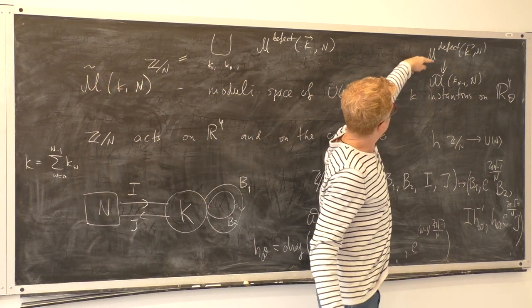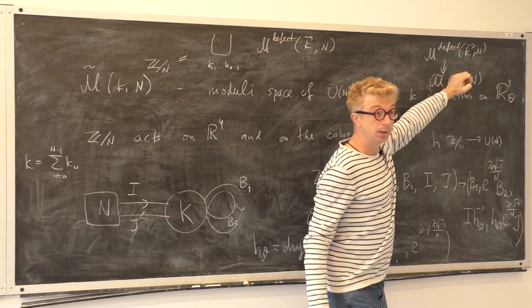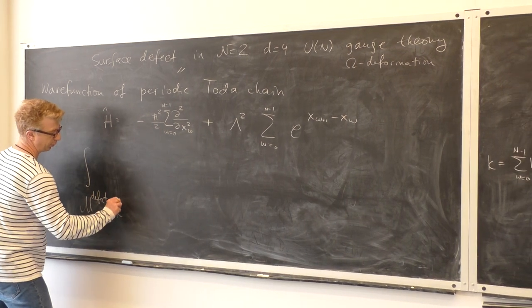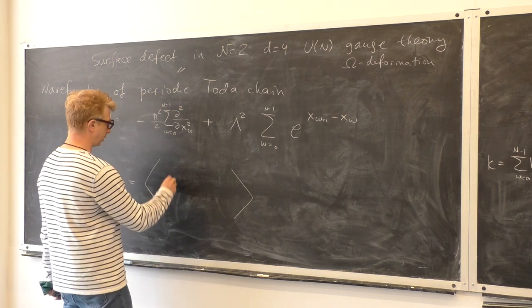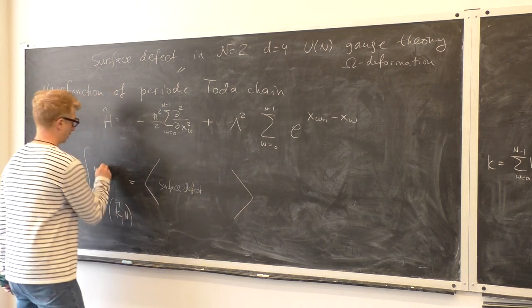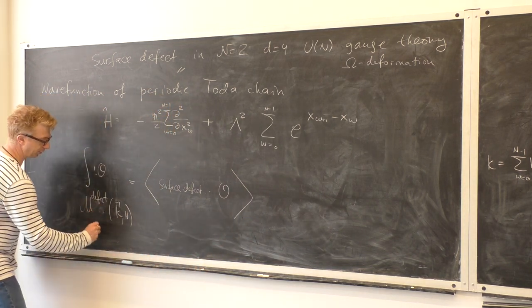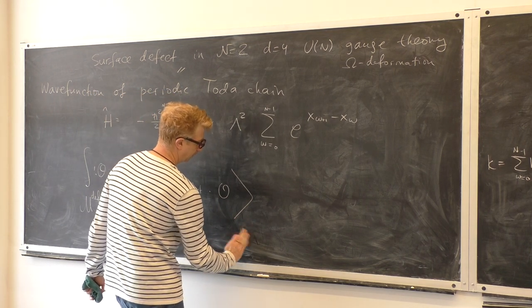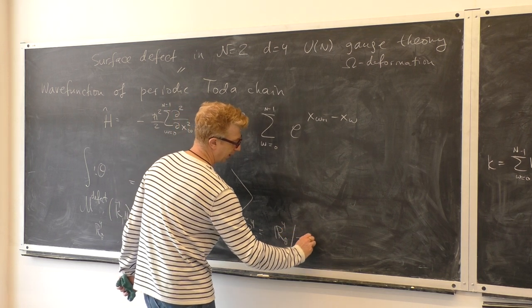The point is that this map is interpreted as the insertion of an operator in the ordinary gauge theory on R^4. In other words, integration over the moduli space with defect is the same thing as the expectation value in the ordinary theory of the surface defect times the operator. Here the defect was defined in terms of the space R^4, and here the gauge theory lives on the quotient, which is another copy of R^4, the original space divided by the cyclic group.